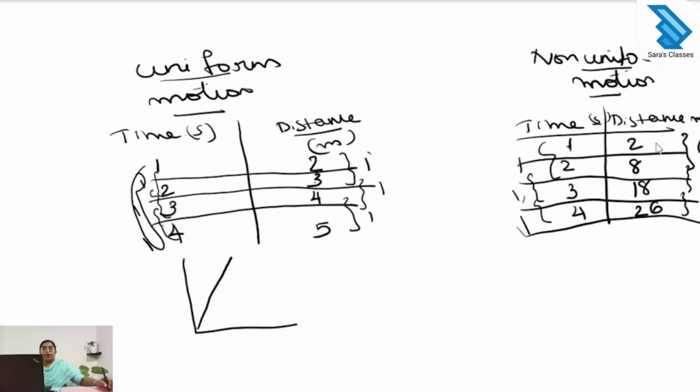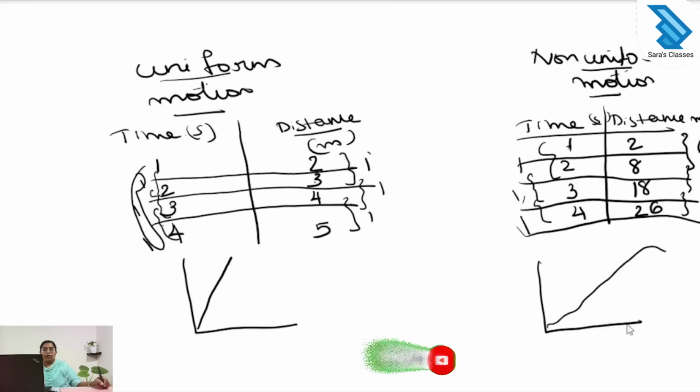Non-uniform motion means what? If an object is covering unequal distance in equal intervals of time, it is known as non-uniform motion. So the graph of non-uniform motion will not be a straight line.